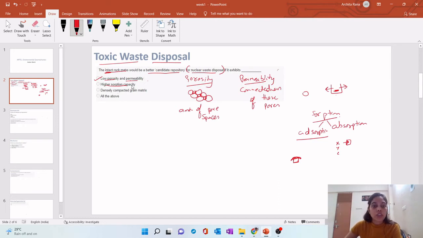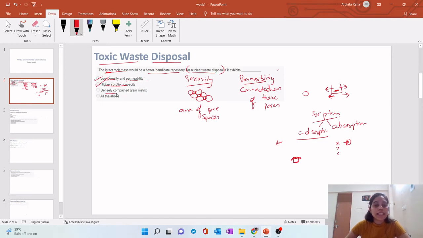So if it has high sorption capacity, what does it mean? It means that if there is any spillage of the nuclear waste in the rock mass, it either attaches itself to the surface of the rock, or gets absorbed by the rock, so that it will not move very far from the location. Again, it's an important quality.